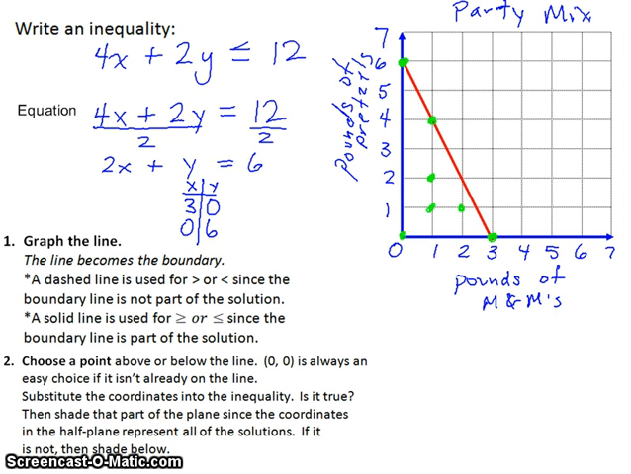So when we're looking at the inequality, we're actually going to shade in the area beneath the line, because that represents all the different combinations of pretzels and M&Ms that I can buy and stay within my budget.